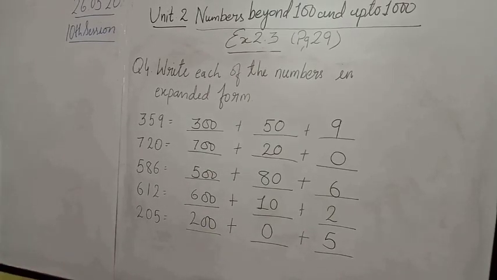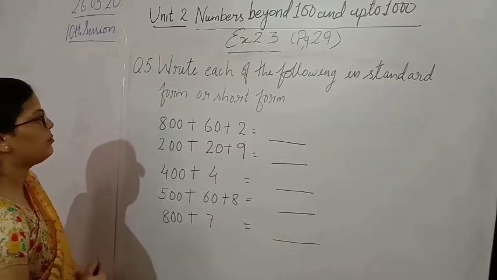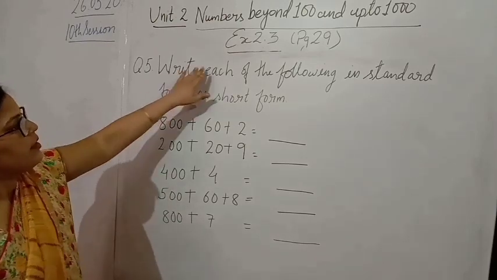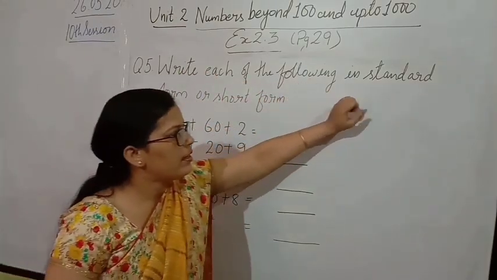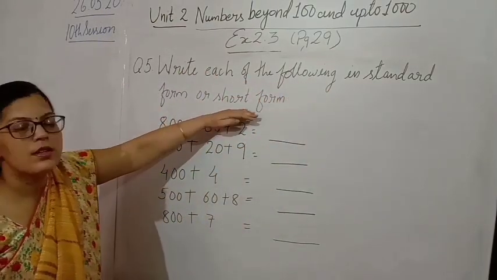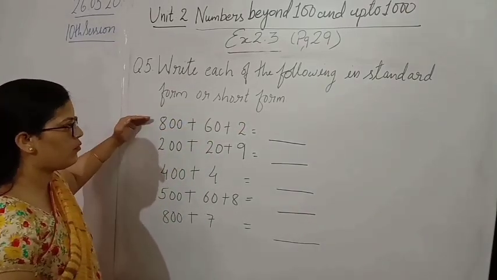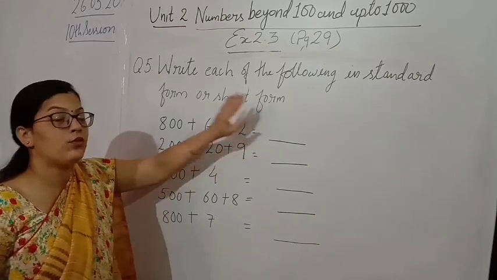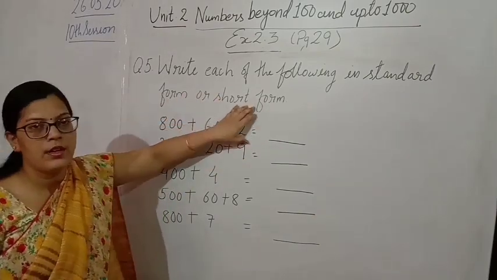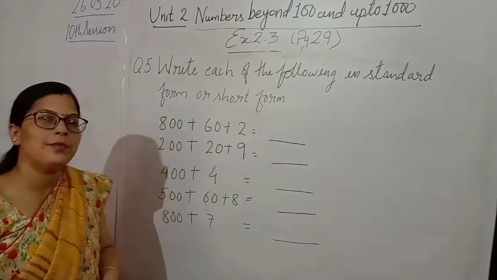Okay, so question number 5. Write each of the following in standard form or short form. Expanded forms are given. Now we have to write the number in short form. We have to combine the face values and write them at the correct places.